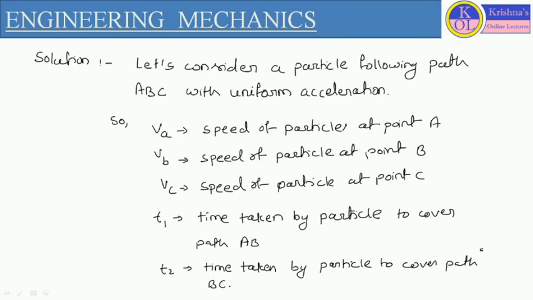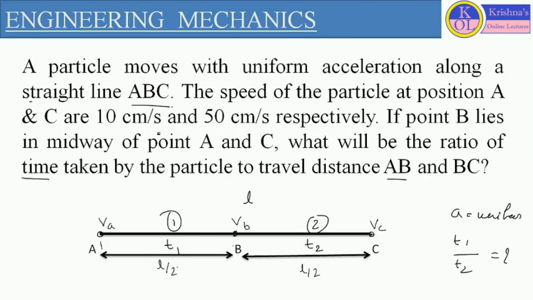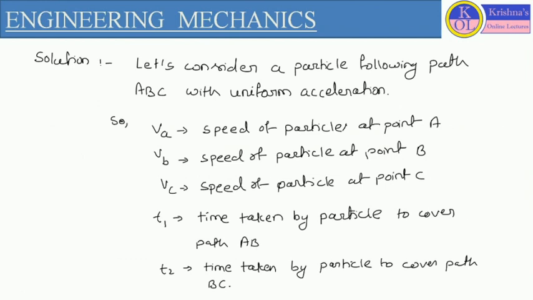So here we have these given terms. Now, if we want to define the value of T1 and T2, for that, first we need to define the velocity at point B or speed at point B. Because here we have the value of VA and VC, the speed of the particle at position A and C. Here VA is given, it is 10 centimeter per second and VC is given, it is 50 centimeter per second. So this VB value first we need to define. So how we can define?